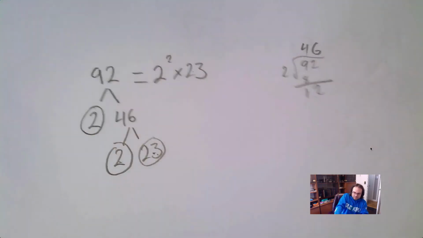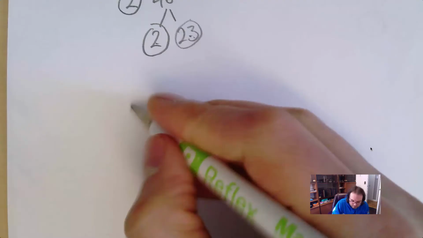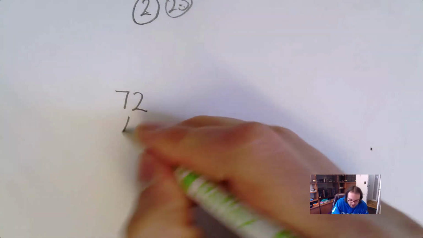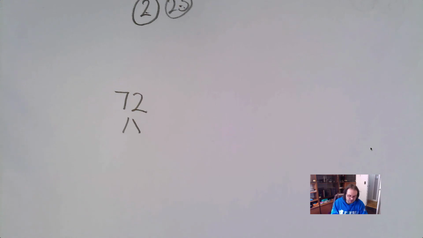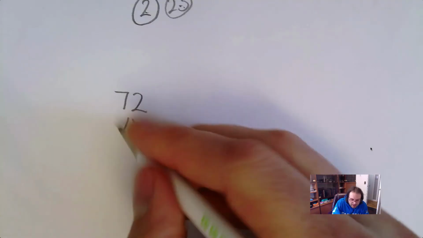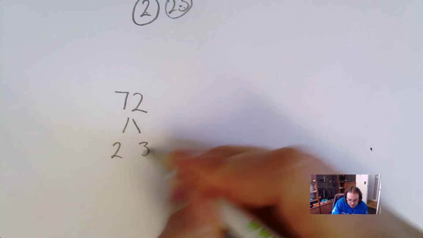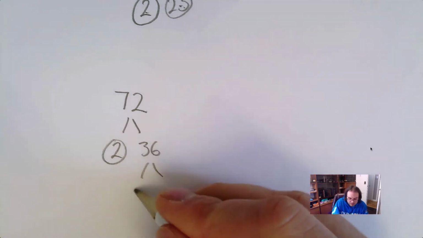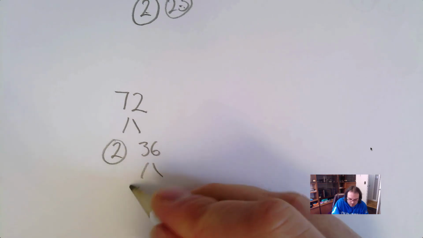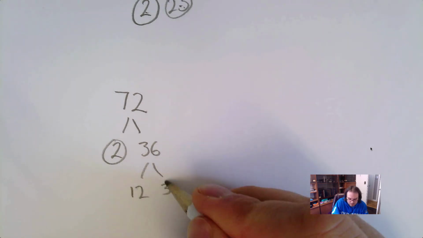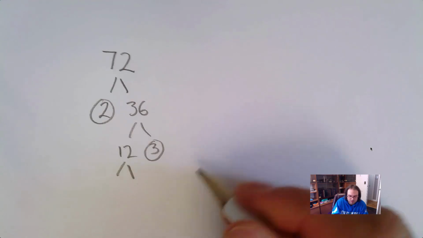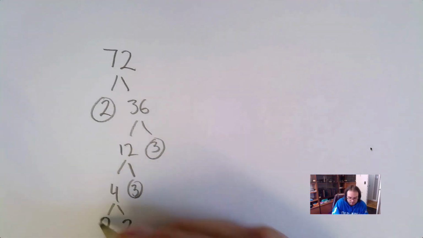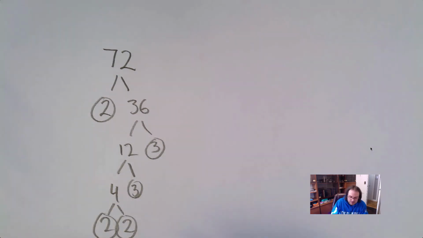Let's try 72. So 72. What times what is equal to 72? Well, I know it could be halved. That's going to be 2, so then I'm going to get 36. 2 is prime. 36 is 9 times 4, or 12 times 3. 3 is prime. 12 can be broken down to 4 and 3. 2 and 2.